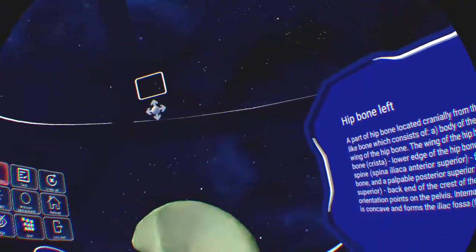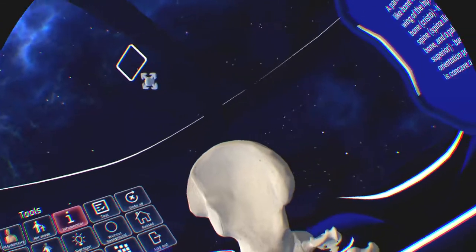Okay, so it's made up of one solid piece of bone here. It's located, you can feel this part of your hip bone, the crest part.